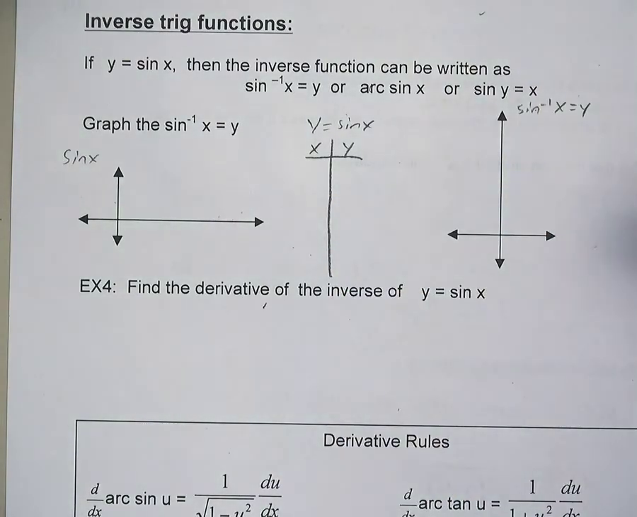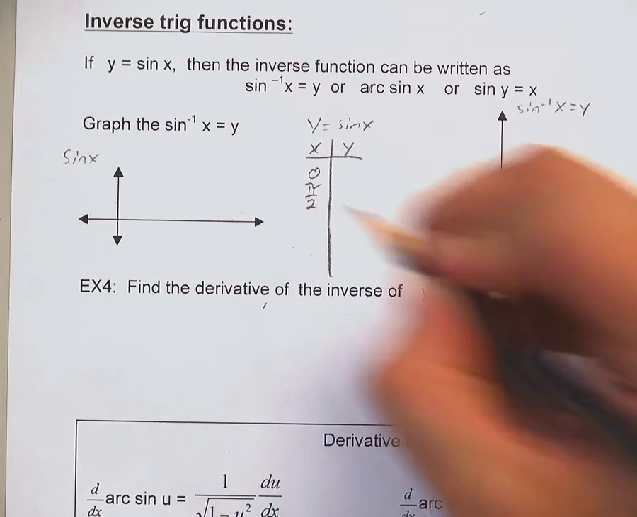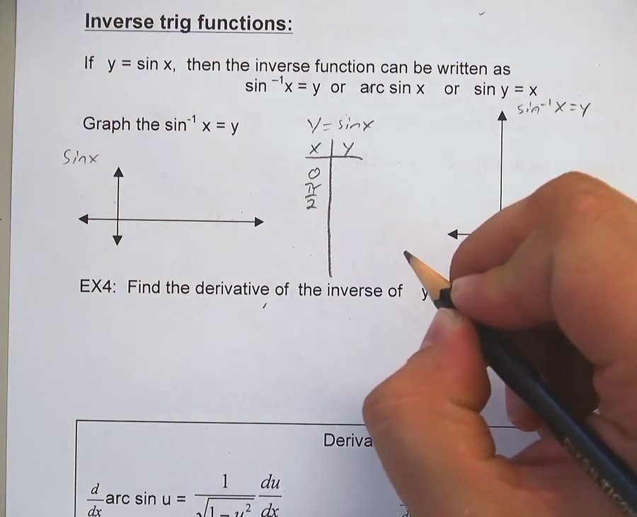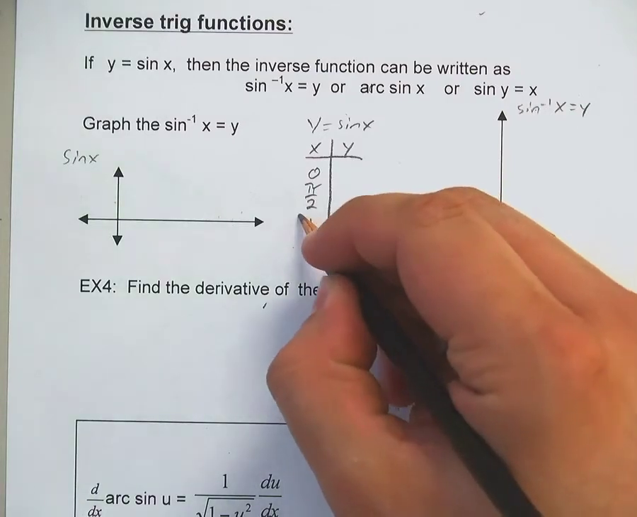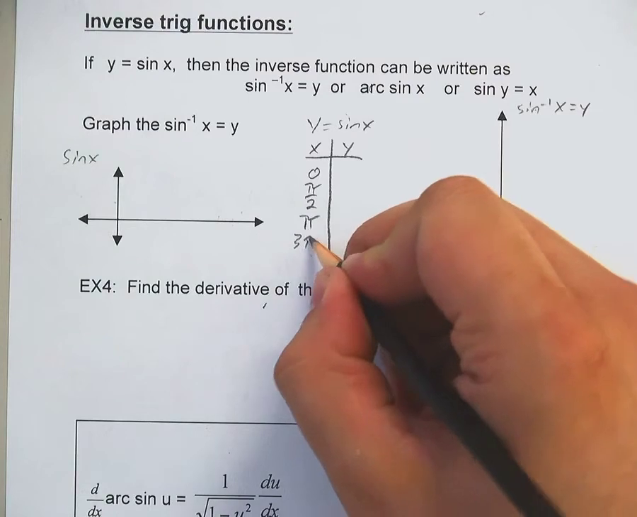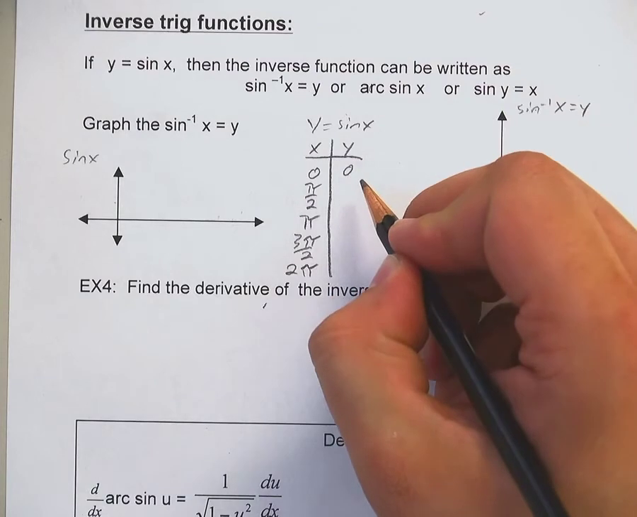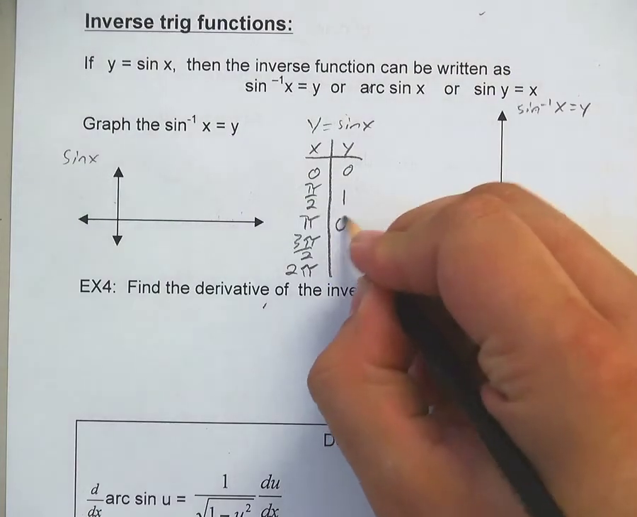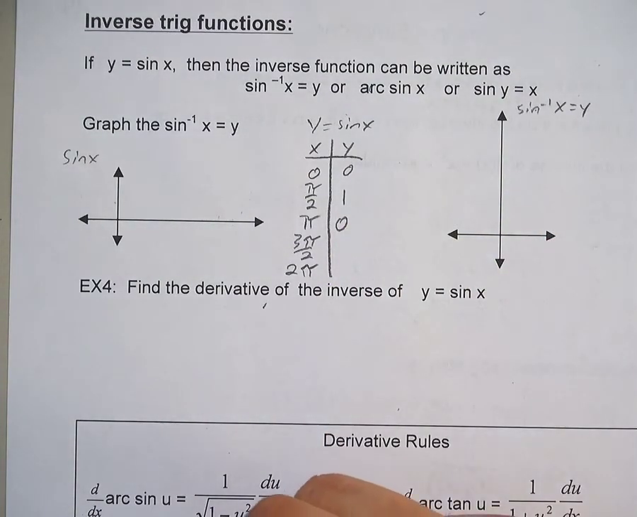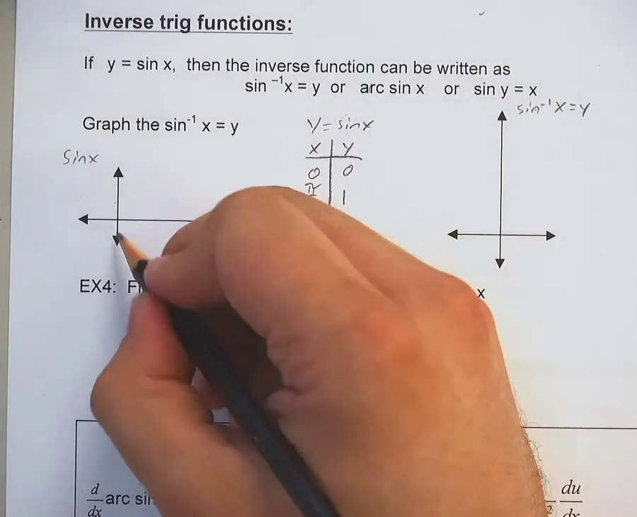So let's stick with the big ones here. Let's say we go from 0, pi over 2, and let's just go by increments of pi over 2: pi, 3 pi over 2, and 2 pi. So the sine of 0 is 0. The sine of pi over 2 is 1. The sine of pi is 0. The sine of 3 pi over 2 is negative 1. The sine of 2 pi is 0.